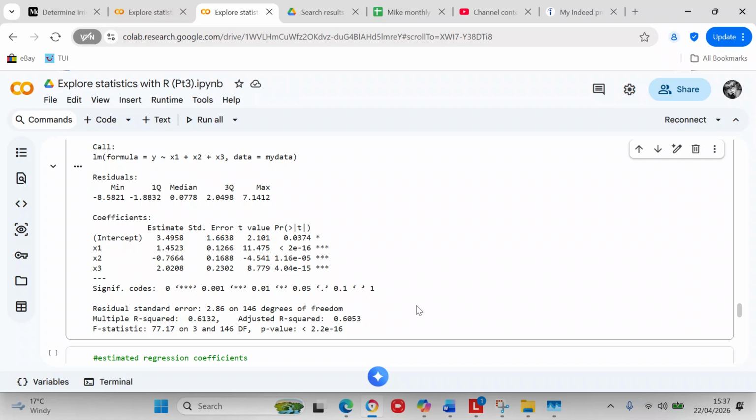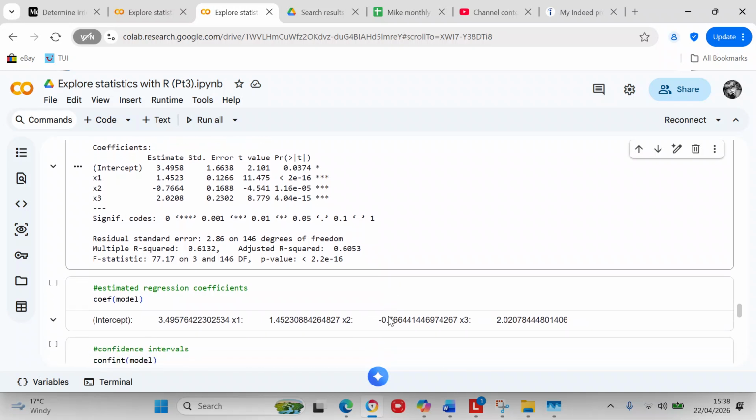You've got your multiple R squared is 0.6132. You've got your adjusted R squared, which is 0.6053. You've got your F statistic is 77.17 on 3 and 146 degrees of freedom. And your p-value is a very low value.